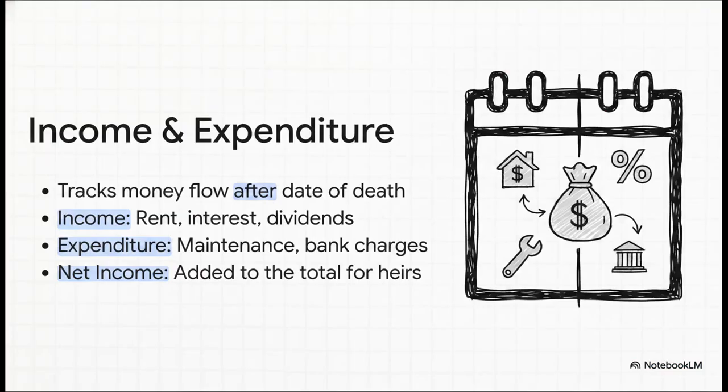First up is the income and expenditure accounts. And this makes sense, right? Because an estate isn't just frozen in time. While the whole process is happening, property might be earning rents or investments could be earning interest. So this account just tracks all that new money coming in and any new expenses going out. Whatever's left over, the net income, gets added to the pot for the heirs.